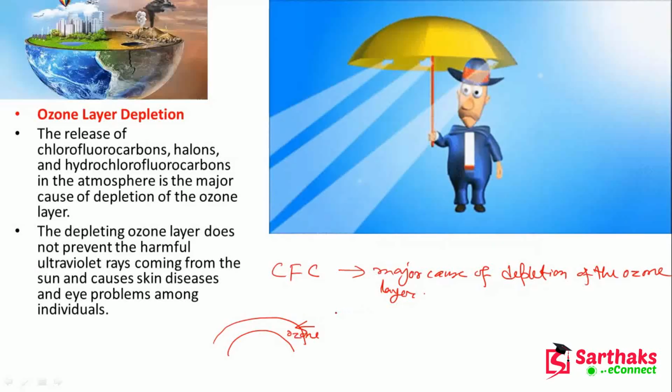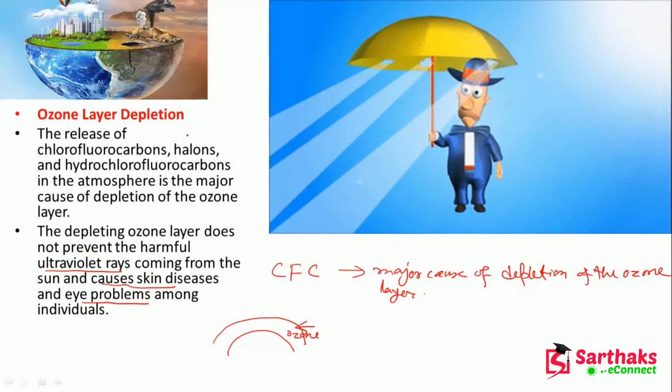So ozone layer depletion will cause skin diseases because it cannot protect from the ultraviolet rays, and due to this ultraviolet radiation there may be some eye problems and skin diseases. Ozone layer depletion means the width of the ozone layer will be a little bit depleted. Why will it be? Because of the release of CFC or chlorofluorocarbon, halogens and hydrochlorofluorocarbons. These are the three types of gases, and whenever they mix with the atmosphere, it has been seen that there is a depletion of the ozone layer.